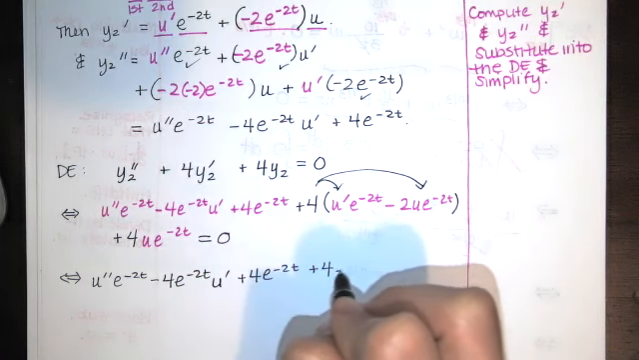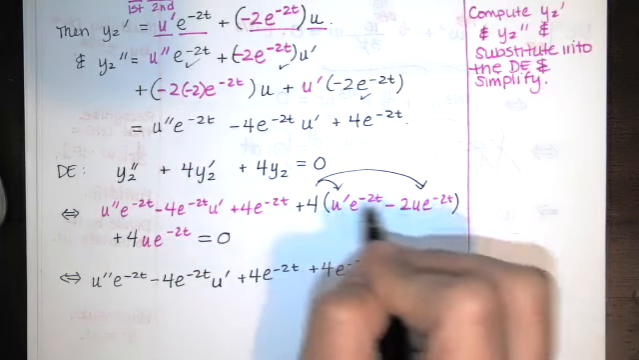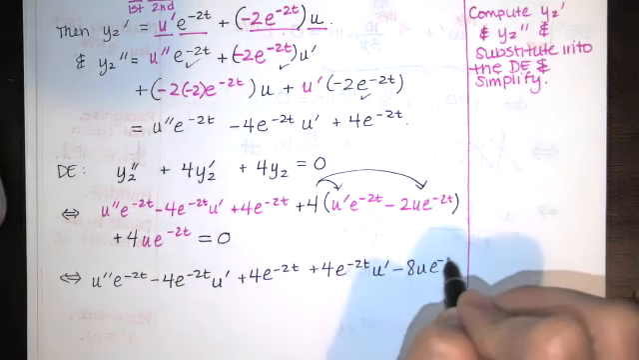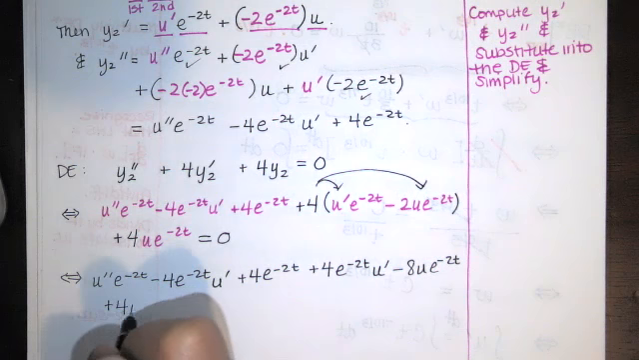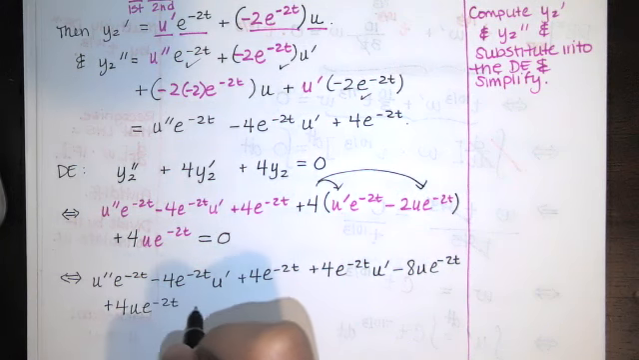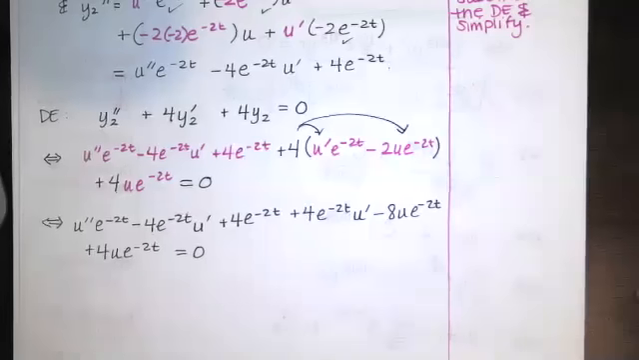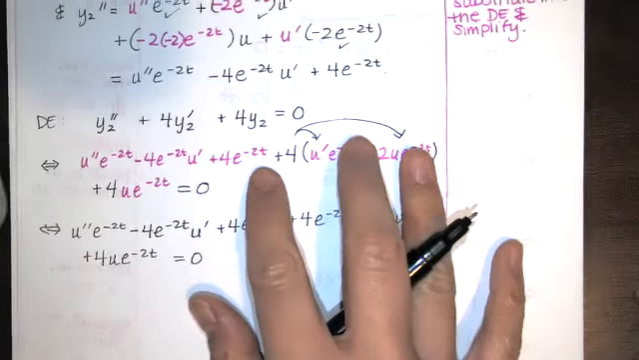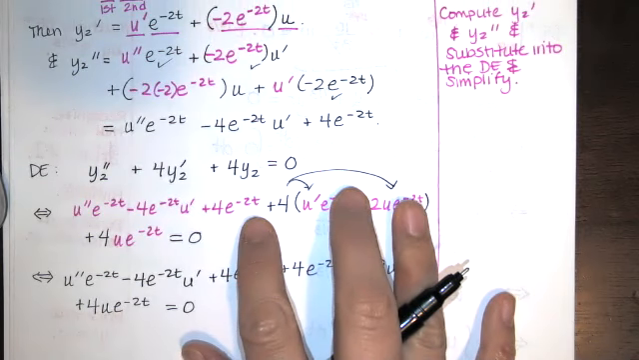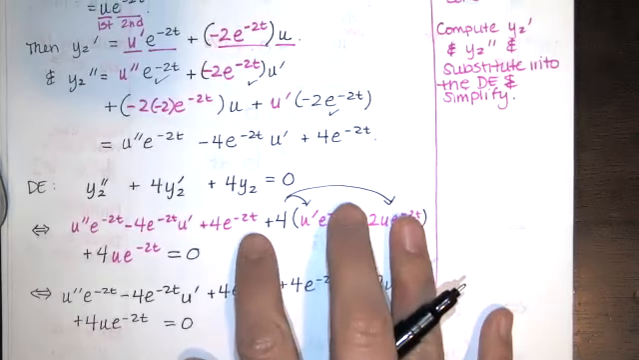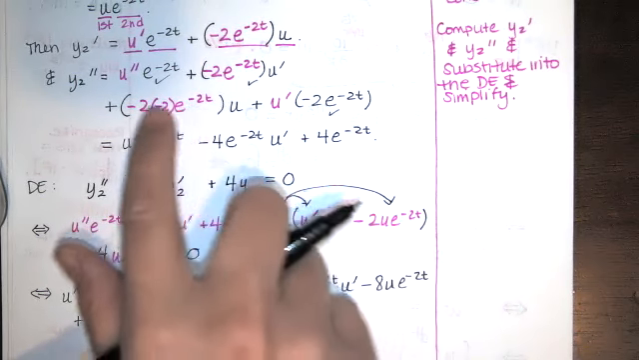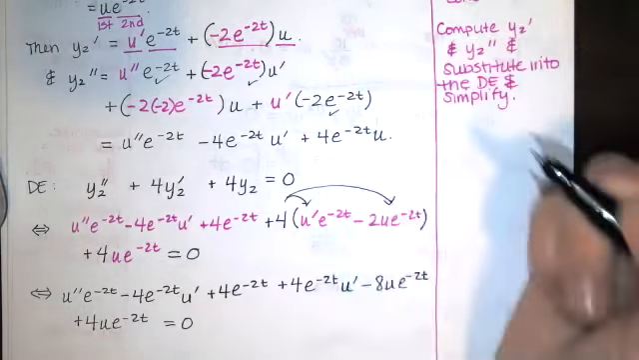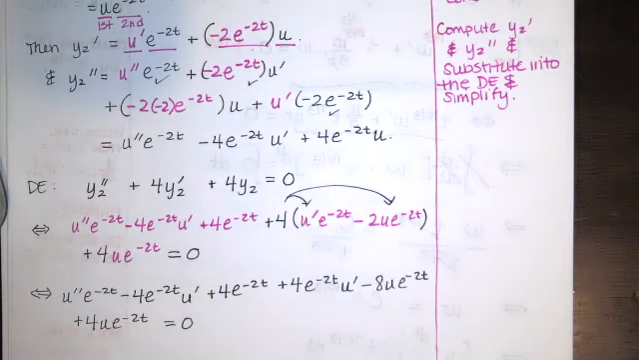Then distribute the 4 there. And then we still have that 4u e to the negative 2t down there. And hopefully all of the u terms reduce. I feel like something is missing here. Yes, that should be this function times u. Sorry about that. That's our y double prime. There we go. Okay.